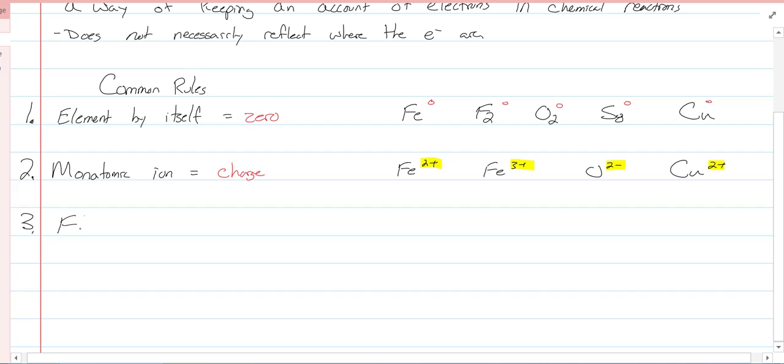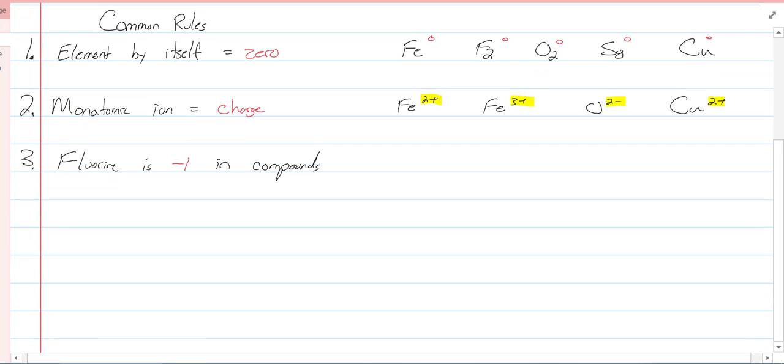3, fluorine is -1 in compounds. Fluorine is -1 in compounds. The only time fluorine is not -1 would be when fluorine is an element by itself. So fluorine is -1. It's the most electronegative element. It's the biggest, baddest element, so to speak, in terms of taking electrons. Fluorine is going to be -1. Second biggest, baddest element would be oxygen. So number 4, oxygen is -2 in compounds.